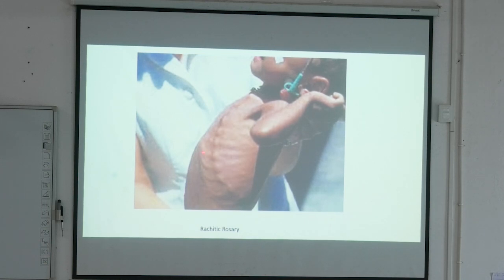Costocartilage here, this is cartilage, here the bones. Now these are the costochondral junction, and you see rachitic rosary. Rosary means Rudraksher mala. Now here the differentiation will come from scorbutic rosary. This is rachitic rosary, round, at the costochondral junction.